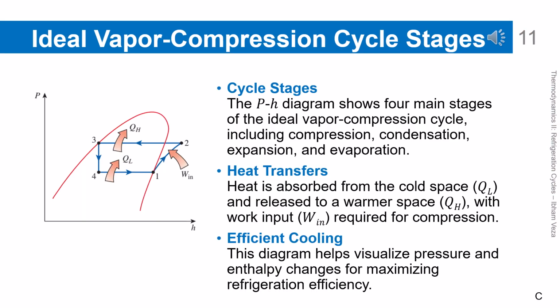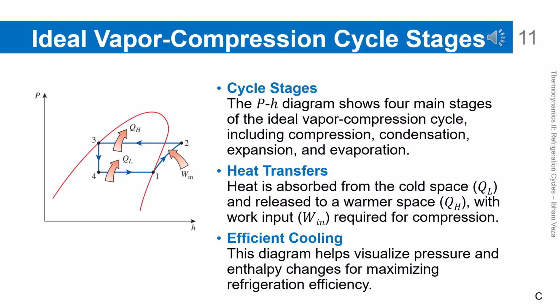Ideal vapor compression cycle and pH diagram. The pH diagram is used to visualize pressure and enthalpy changes during an ideal vapor compression cycle. The four main processes are compression, condensation, expansion, and evaporation.